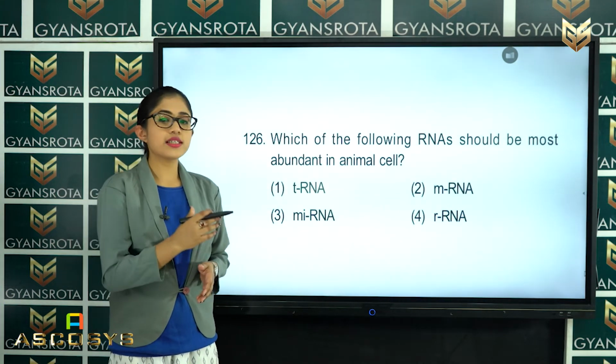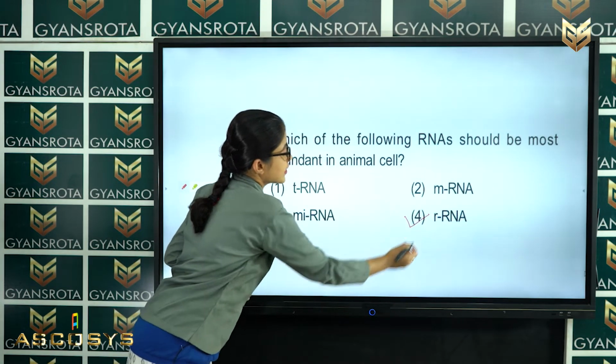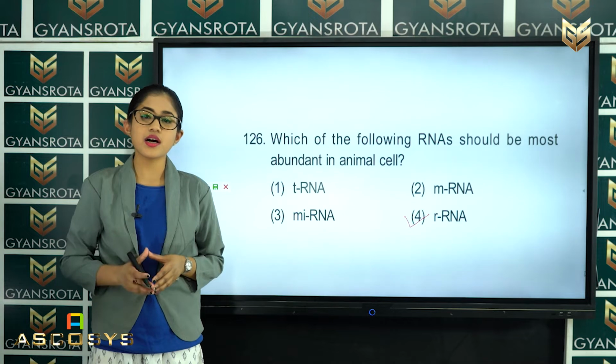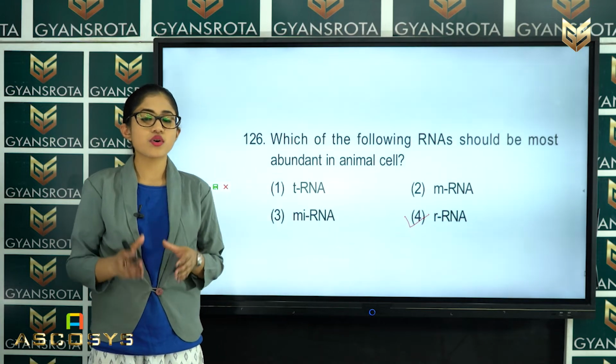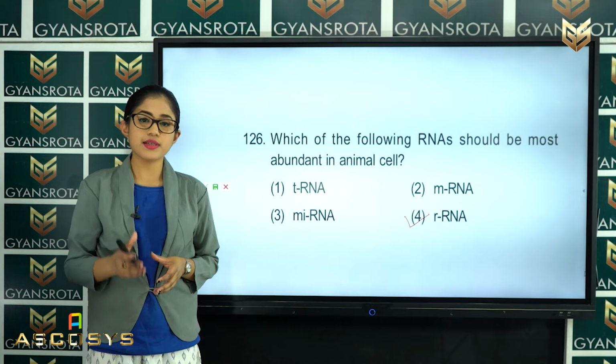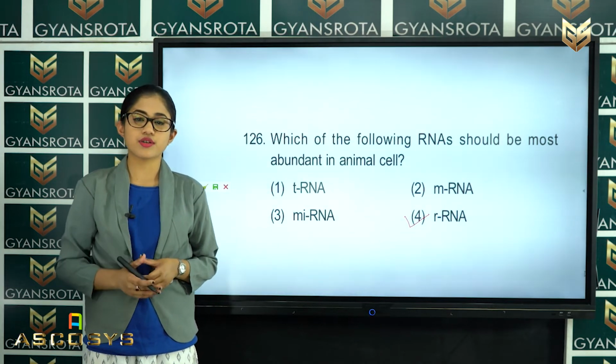So, among these 4 options, option number 4 is the correct answer. Ribosomal RNA helps in protein synthesis, so this should be present in abundance in the case of animal cells. So, that is the correct option. Now, let us move on to the next question.